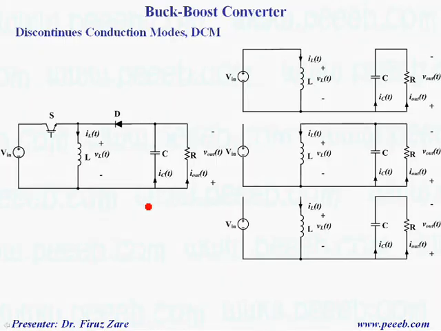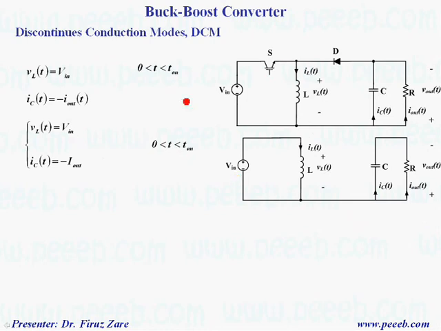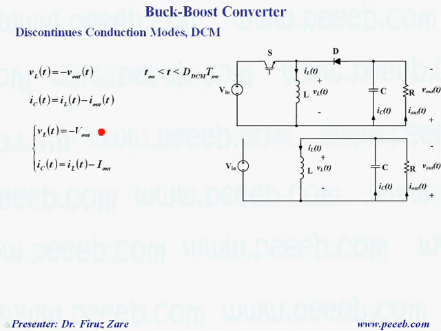Analyze discontinuous conduction mode for buck boost converter. So again, when the switch is on, we have this circuit. When the switch is off, we have this circuit. And when the current through the inductor reaches 0, then we have this circuit. So basically, similar to continuous conduction mode, we have the equation for inductor voltage and capacitor current, and assuming that we simplify the equations. And also when the switch is off, we have the same equations.